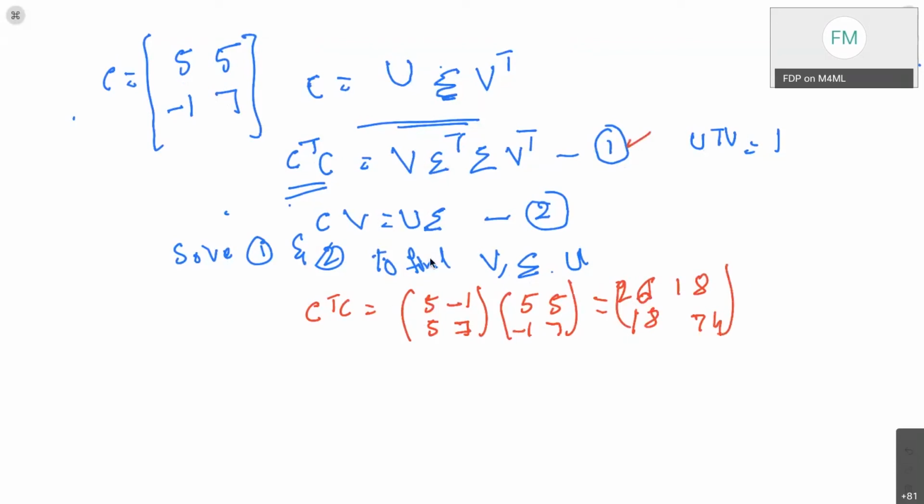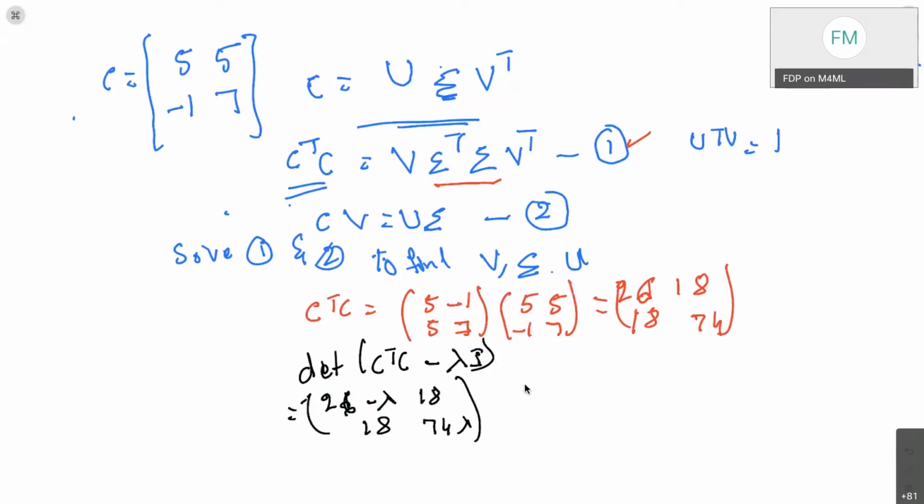So then equation 1, where you have the matrix C transpose C. Now we need to find the eigenvalues for this. So the eigenvalues are sigma transpose sigma, right? Which will lead to the eigenvector columns of V, right? So now how do we find the eigenvalues, right? We have the determinant of C transpose C minus lambda I. Okay, so that leads to 26 minus lambda, 18, 18, 74 minus lambda.